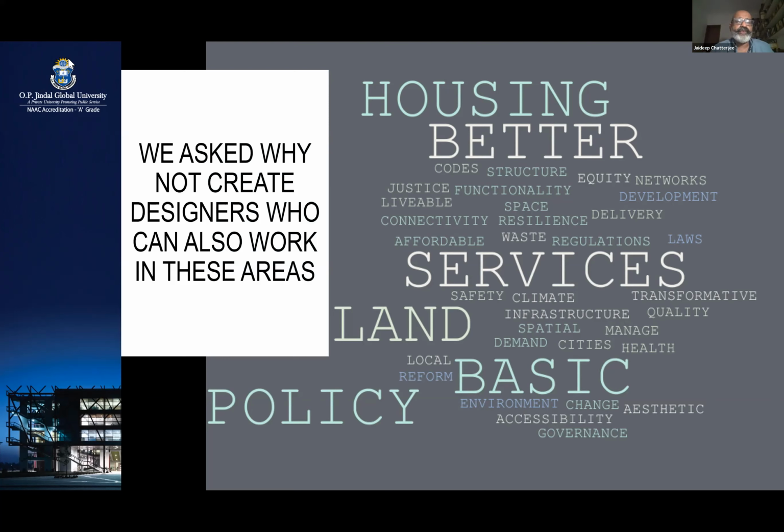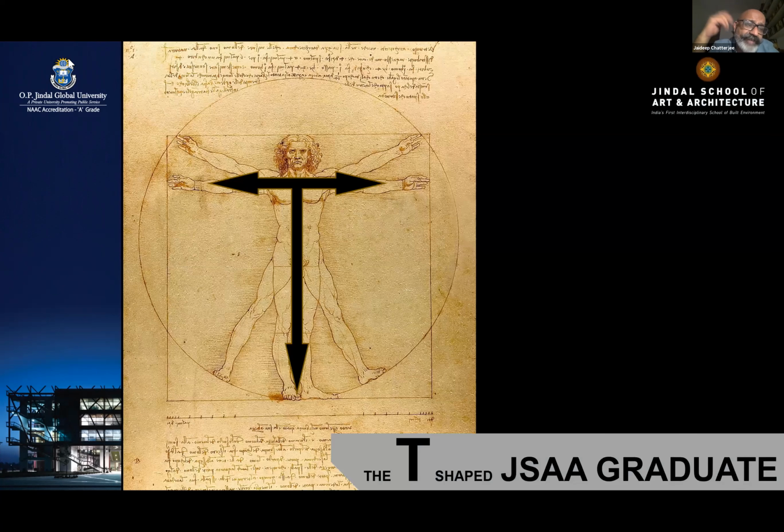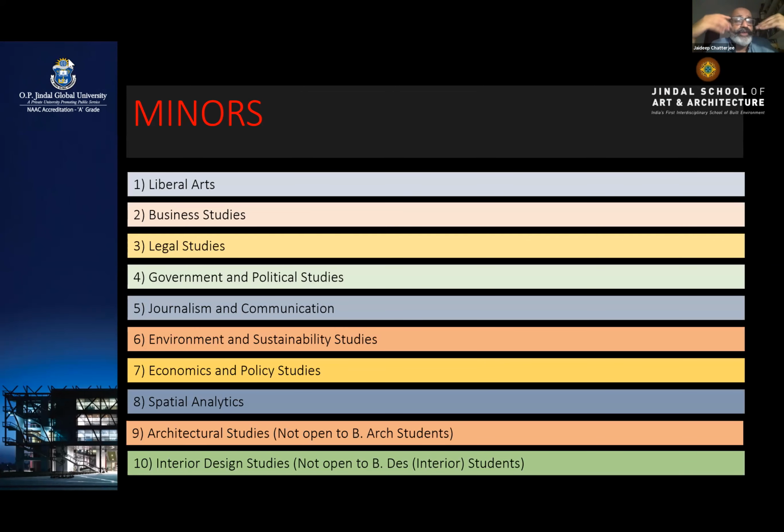So the answer that we gave was something called a T-shaped JSA graduate. What does this mean? Each of you, when you come in, we expect you to graduate as a T-shaped graduate with one major area of studies, which, in your case, are any of the BDES programs or the BA program, but a minor area of study too. And what are the minor areas of study? Right now there are 12. I only have space for 10, but there are more than 12 areas in which you could do minors.